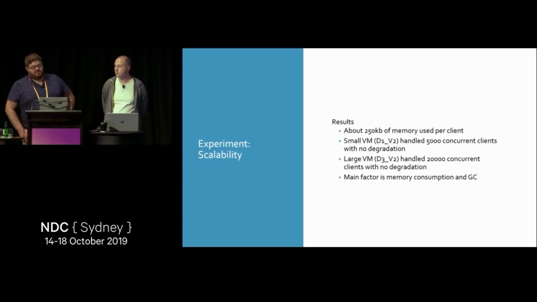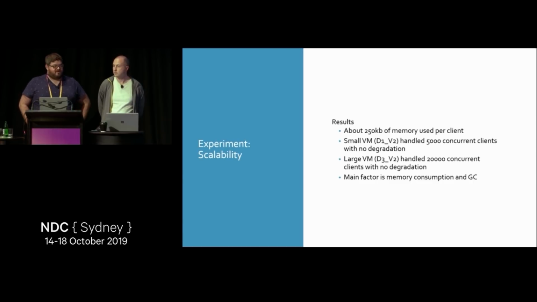A small VM for us, a D1 V2, which is like a single core small VM, gracefully handled 5,000 concurrent clients. So that's 5,000 clients doing a very simple forms thing with no degradation in latency. It was once we got significantly higher than 5,000 clients that we started to see the latency spike, mostly due to memory consumption and garbage collection pressure. Likewise, we tried a much more powerful VM, and we were able to very comfortably run 20,000 concurrent clients on that VM.